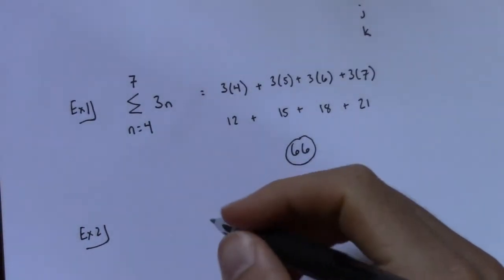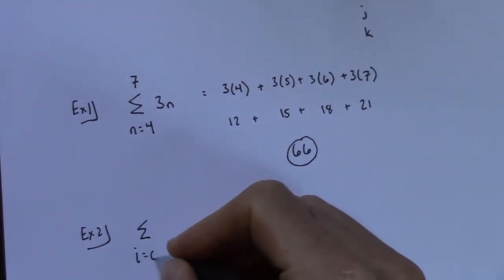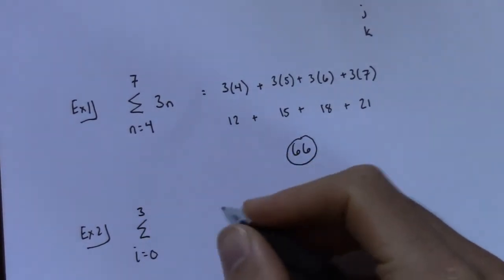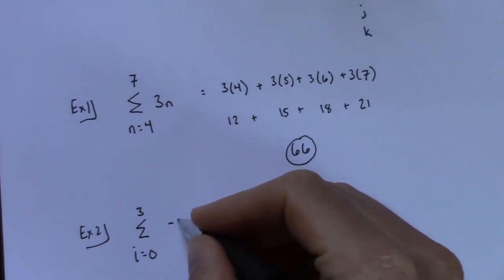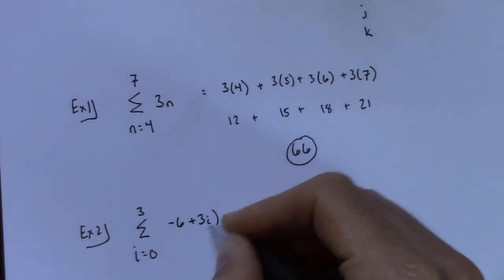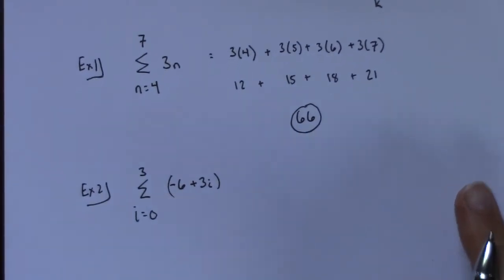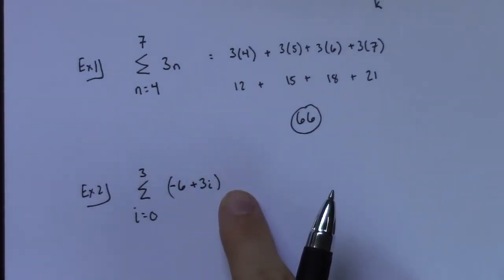Next one we'll look at right now, we've got i equals 0 to 3, and we're going to plug into -6 plus 3i. Yes, for some of you, that looks like that imaginary number, but in this case for sigma notation, the i is just telling us what variable to plug in. And it is important to check.